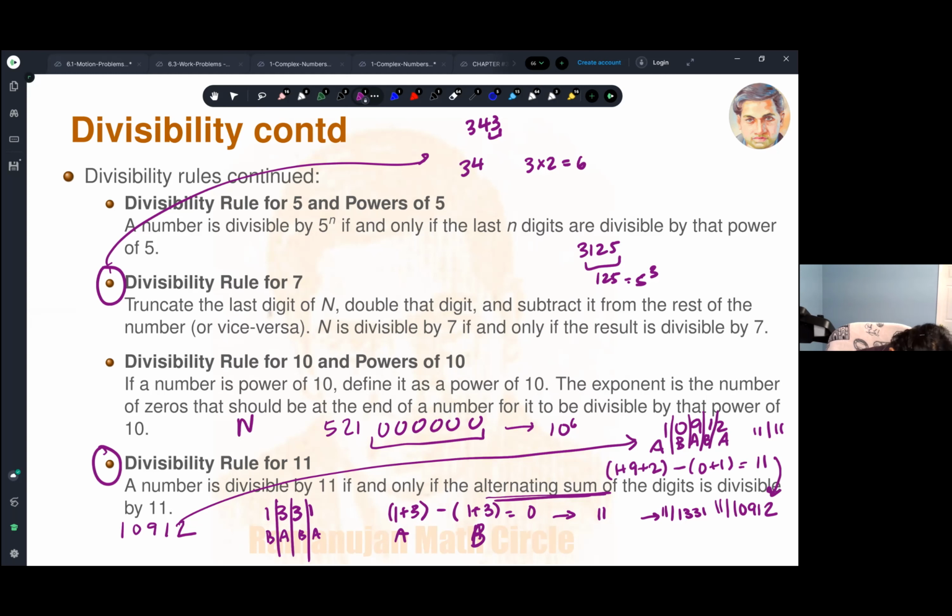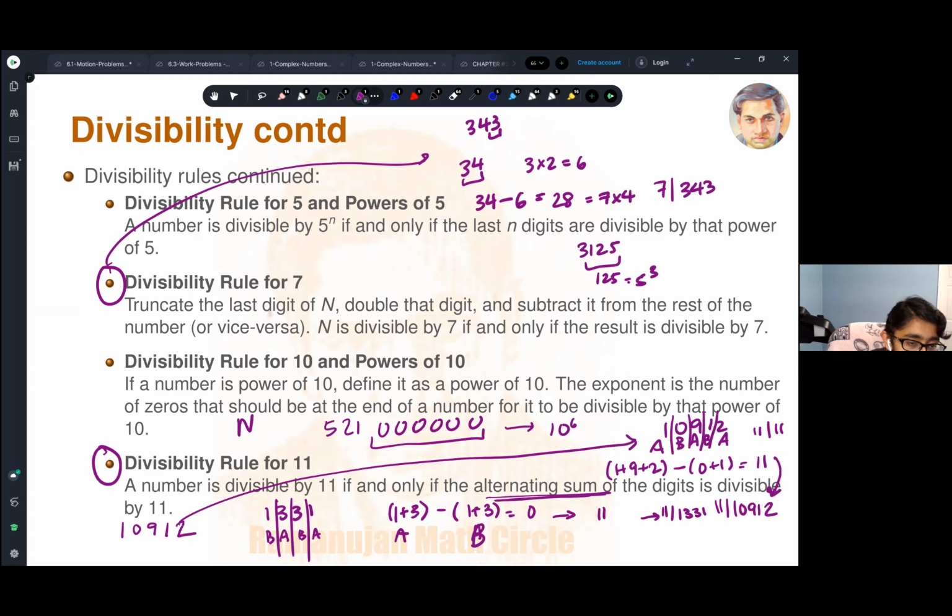You subtract that from the rest of the number. So the remaining number is 34. So you go 34 minus 6, and that's 28. And 28 is equal to 7 times 4. That is divisible by 7. So 343 is divisible by 7. So that's a way of testing it.